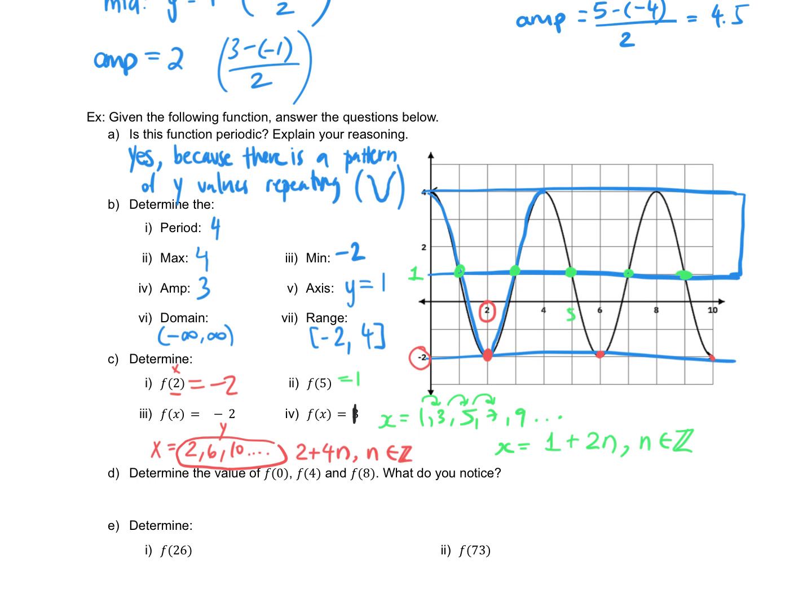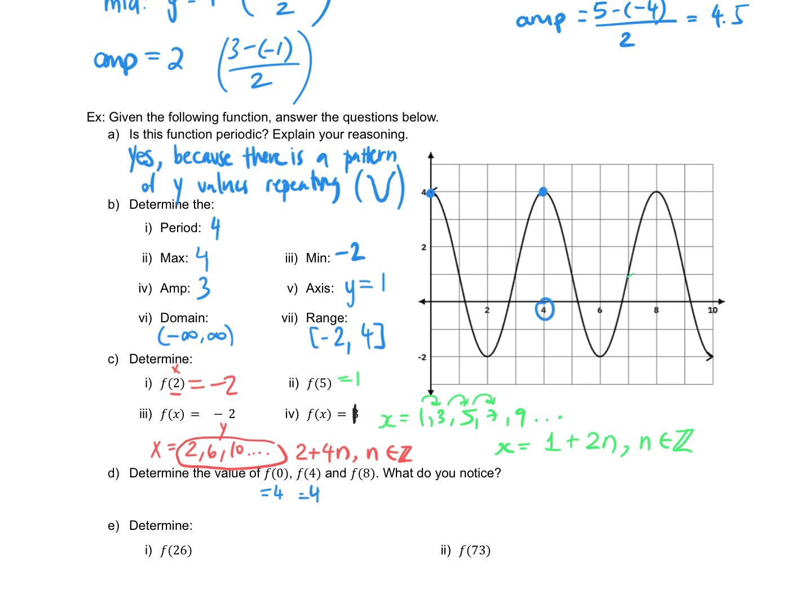All right, determine the values of f at 0, f at 4, and f at 8. Okay, I'm just going to clean up this graph a little bit because there's a lot going on here. Okay, f at 0. f at 0 is equal to 4. Here's 4. f at 4 is also equal to 4. And f at 8 is also equal to 4. So they're all the same answer.